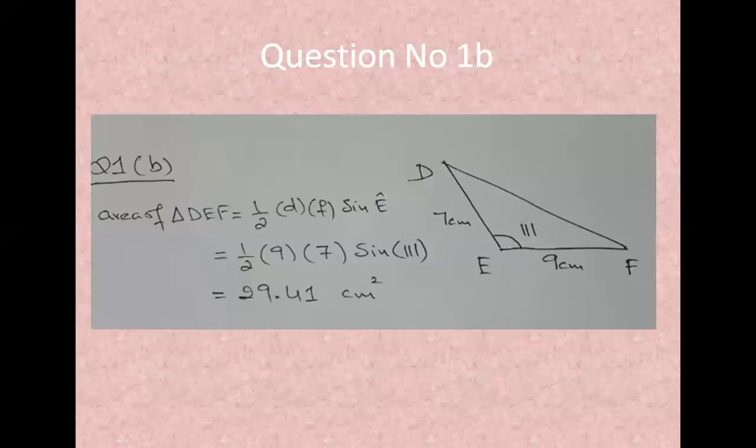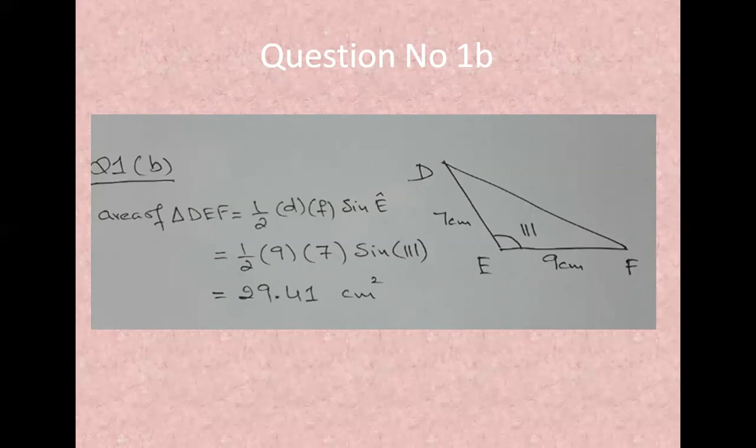We have to find the area of the following figure. This diagram is given. One side is 7 centimeter, the other side is 9 centimeter, and the angle between these two sides is 111 degrees. So we have to find out the area of this triangle. You know, if you know the two sides and the included angle between them in a triangle, you can find the area of that triangle.